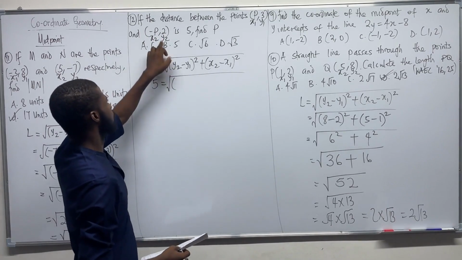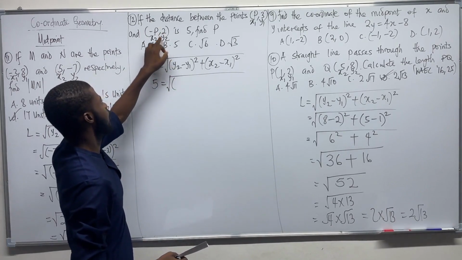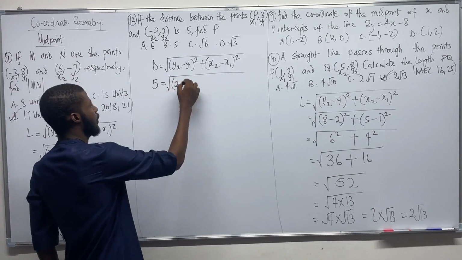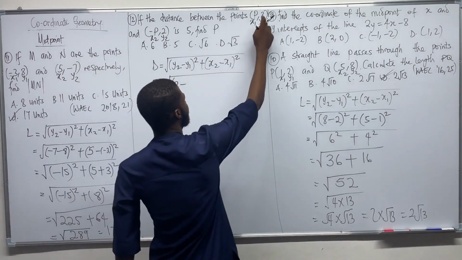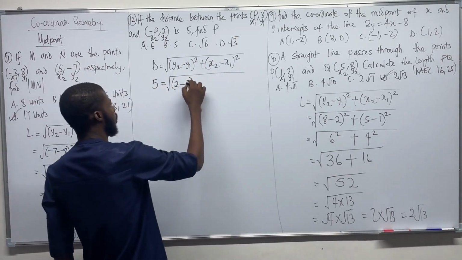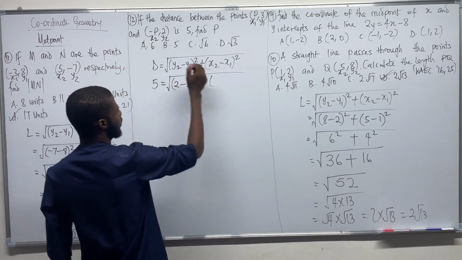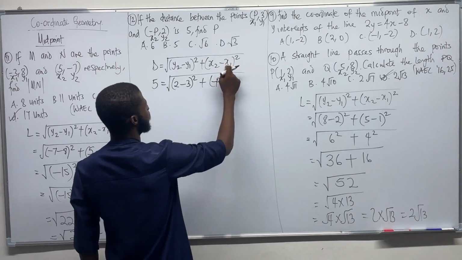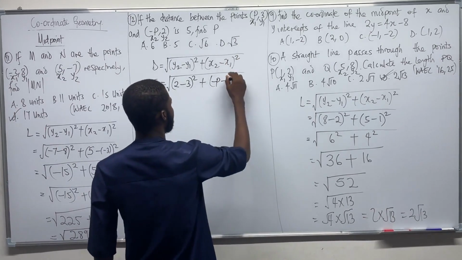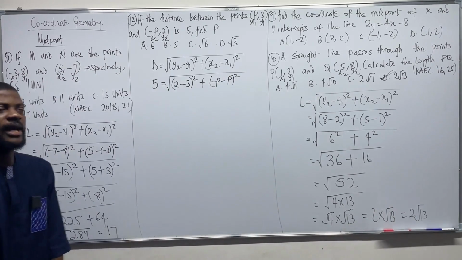So y2 is just 2. y2 is 2, minus what is y1? y1 is 3, all squared. Plus what is x2? x2 is minus p. Minus what is x1? x1 is p, all squared. So this is what we have.